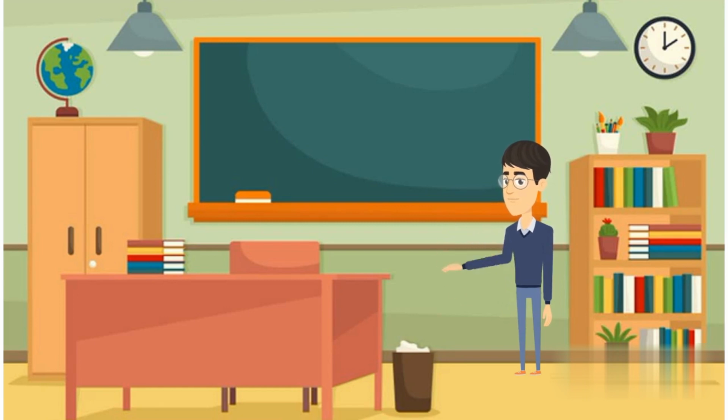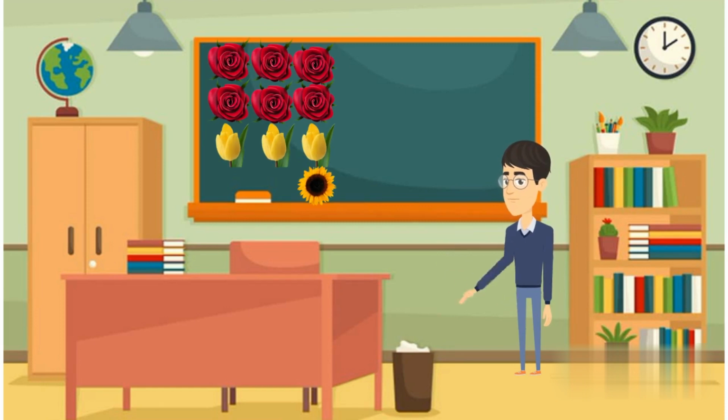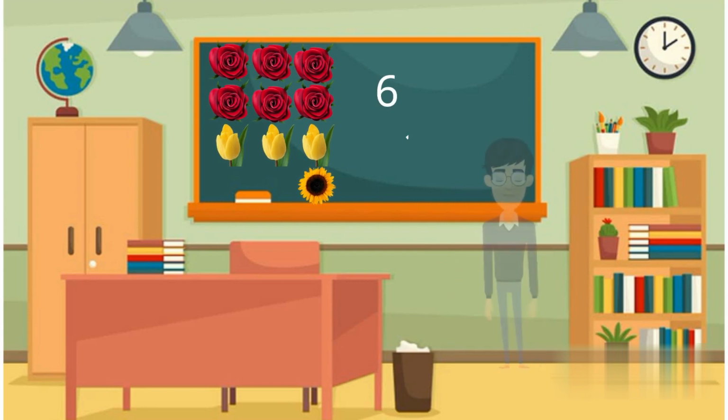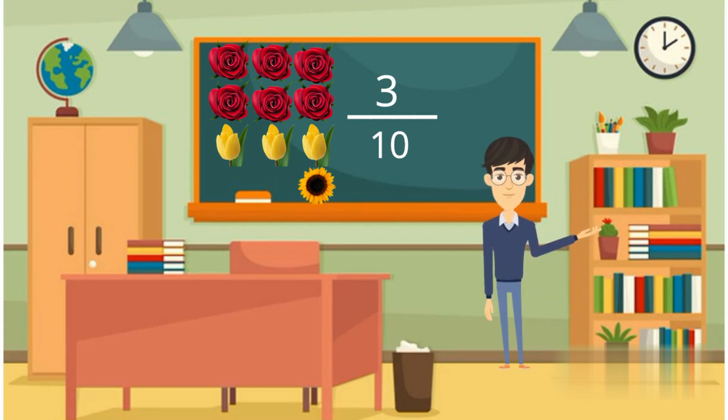Let me show you with an example. We have 10 flowers in the garden: 6 roses, 3 tulips, and 1 sunflower. That means 6 over 10, or 6/10, of the flowers are roses. And 3 over 10, or 3/10, of the flowers are tulips. And 1 over 10, or 1/10, of the flowers are sunflowers.